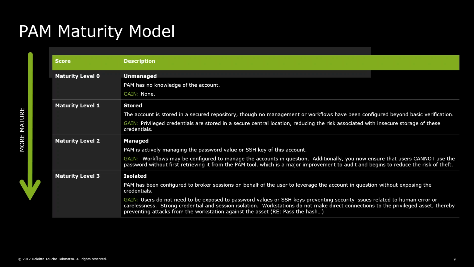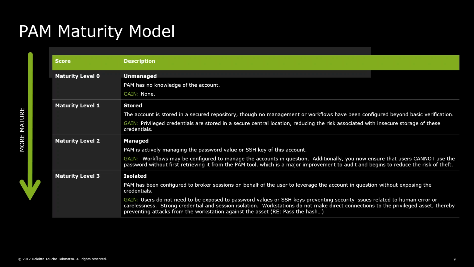But you can even drill down into it and say, look, maturity level 0 is unmanaged. That's what I have now, to be honest. I'm just talking as a customer now. There's no big gain around it. Maturity level 1, which might be my target state, is to store those credentials within a proper secure repository. All fine. The gain is that privileged credentials are stored in a secure central location, reducing the risk associated with insecure storage of these credentials. I've seen it just yesterday, credentials stored within a spreadsheet, LastPass, KeePass, which are great, but have other challenges.